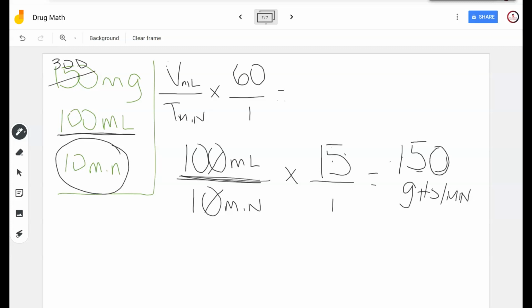Now think about it. There are 15 drops in a milliliter, so you only need 150 drops a minute to give the same amount of medication. Make sense?